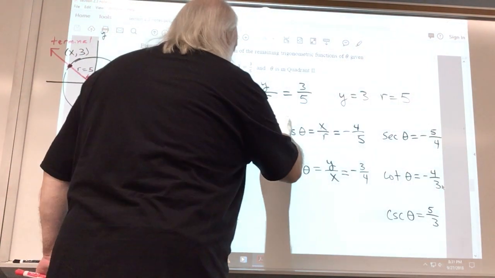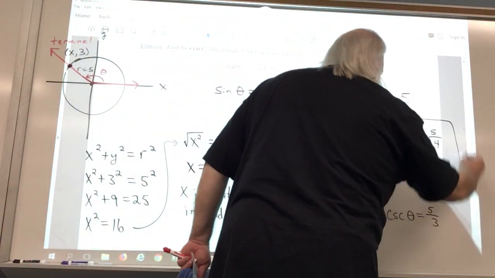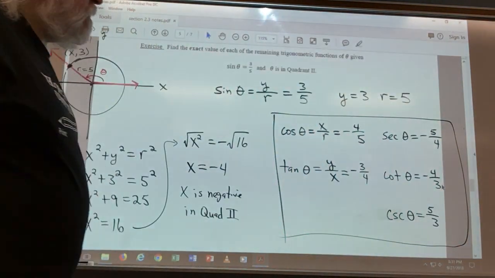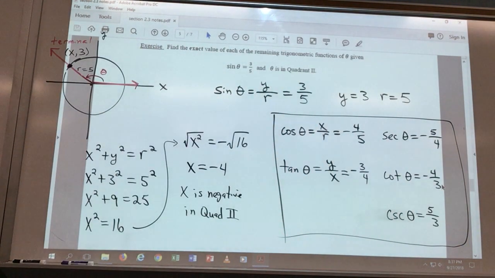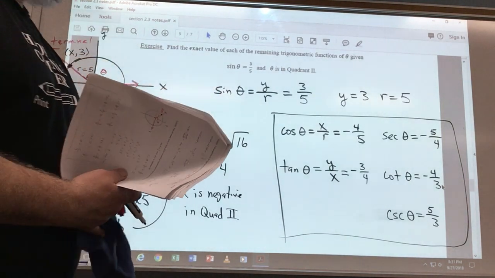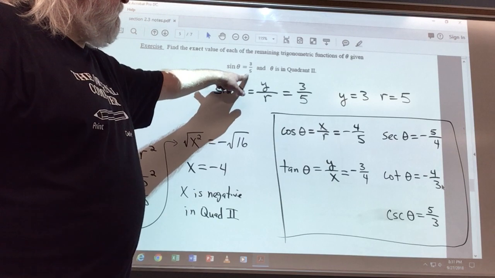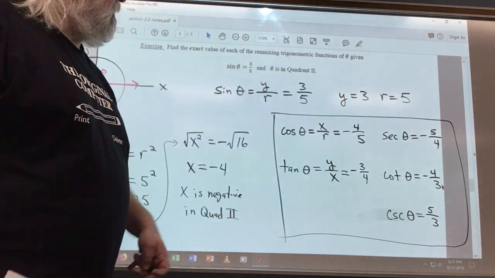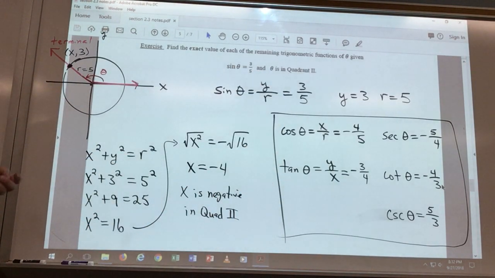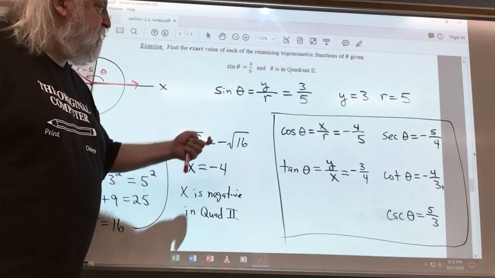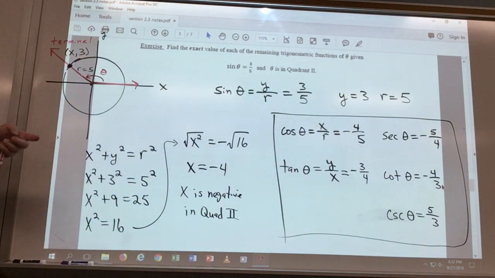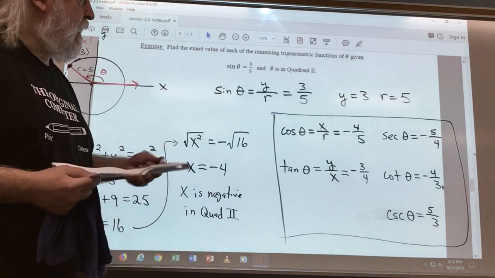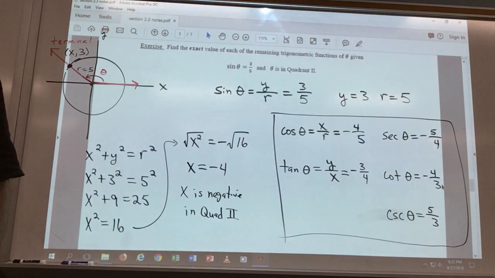And we're done. We found the exact value of the remaining 5 trigonometric functions of theta, given sine theta is equal to 3/5 and theta is in quadrant 2. And so to do that, we had to use the modified definition of the 6 trigonometric functions that's found at the end of your packet and section 2.2 lecture notes. Okay?